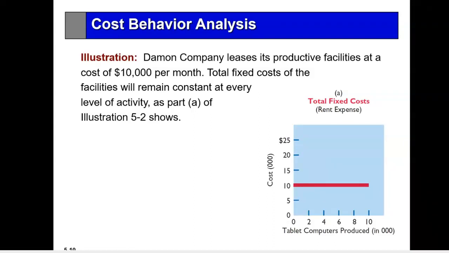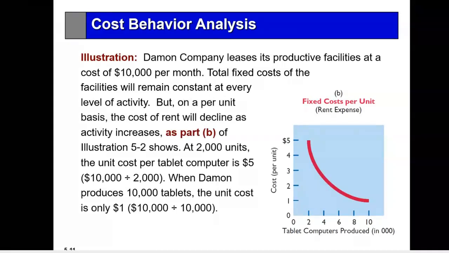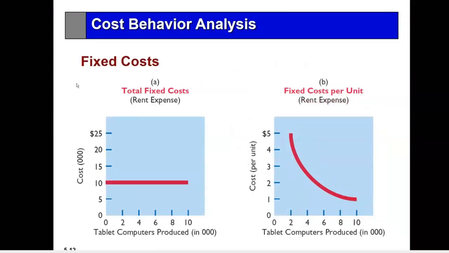And here we have Damon Company, which leases its production facilities at a cost of $10,000 per month. Total fixed costs of facilities remain constant regardless of the level of production. However, on a unit basis, the unit fixed cost decreases as I increase production. And that is the nature of a fixed cost as compared to a variable cost. And when we graph it, this is how it would look.